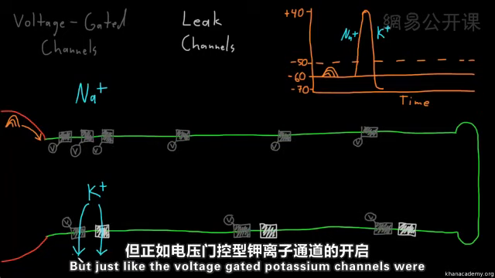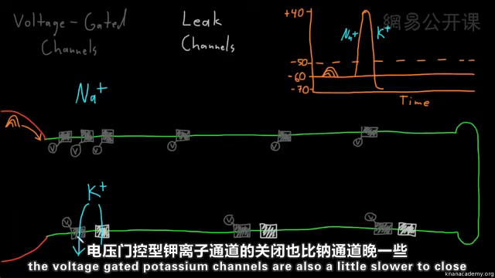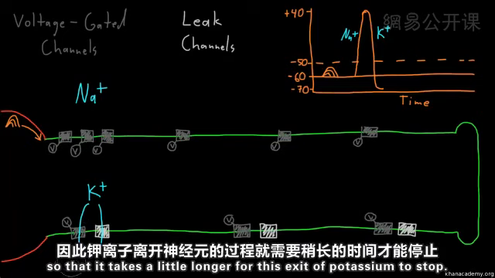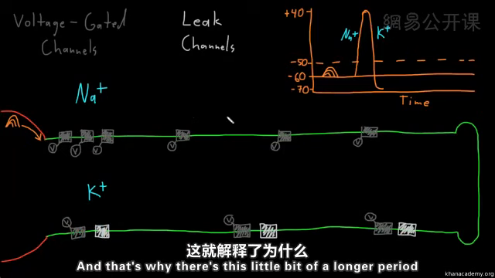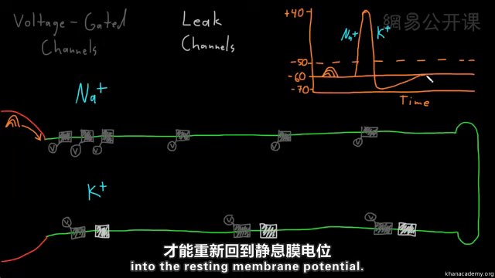But just like the voltage-gated potassium channels were a little slower to open than the voltage-gated sodium channels, the voltage-gated potassium channels are also a little slower to close, so it takes a little longer for this exit of potassium to stop. And that's why there's this little bit of a longer period at the end of the action potential till we slowly settle back into the resting membrane potential.